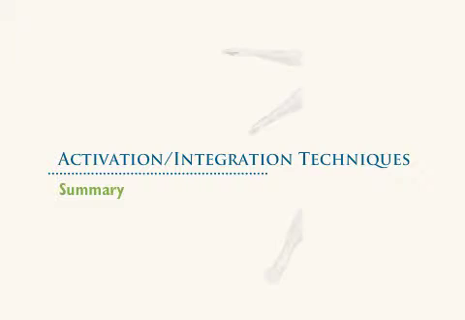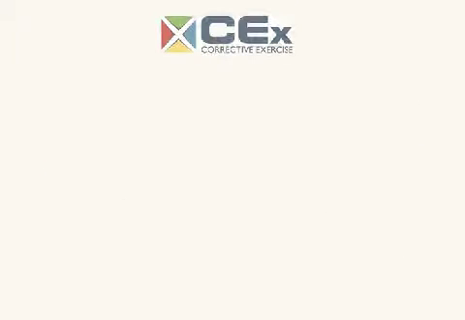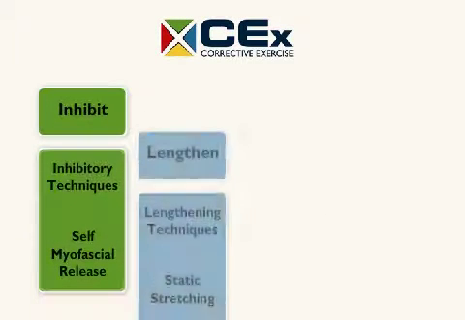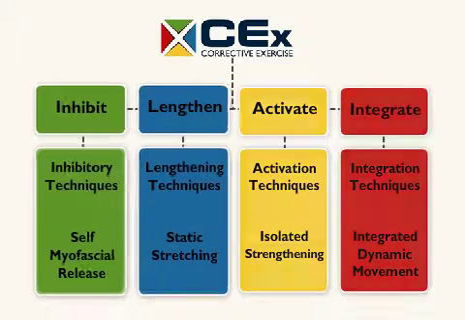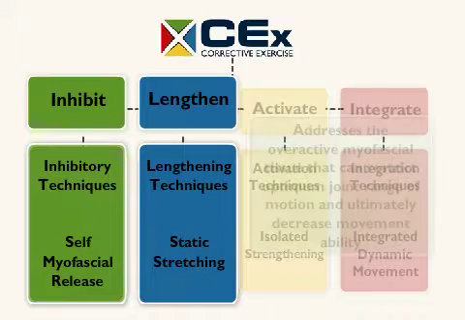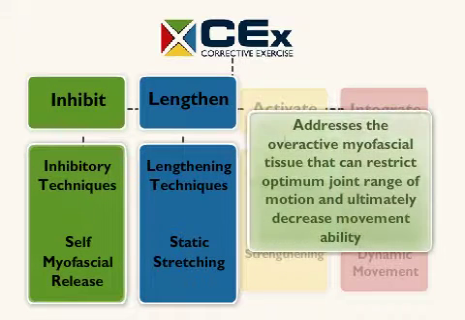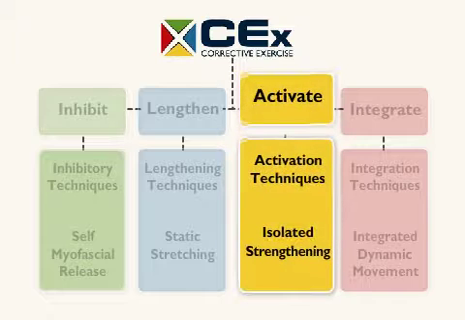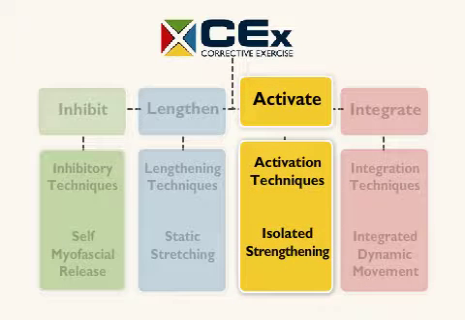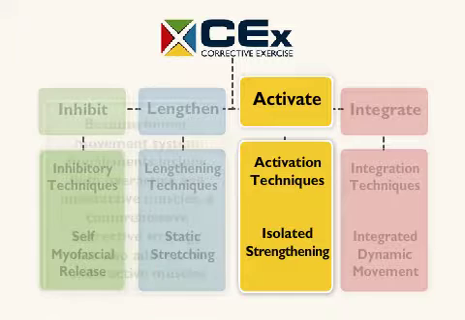Summary. In summary, the activation and integration phases complete the corrective exercise continuum. Phases 1 and 2 of the corrective exercise continuum address the overactive myofascial tissue that can restrict optimum joint range of motion and ultimately decrease movement ability. The third phase of the corrective exercise continuum is activation. Activation refers to the stimulation or re-education of underactive myofascial tissue.